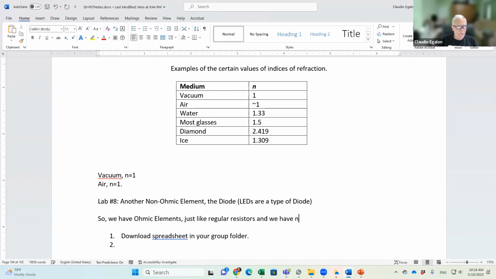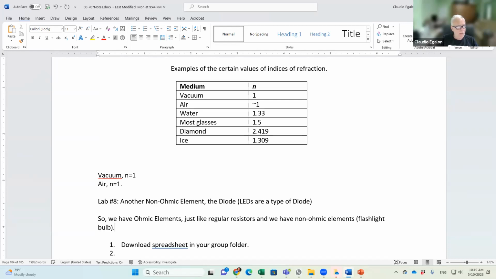And we have non-ohmic elements. You saw the flashlight bulb and the diode. Those are two elements. Those are two non-ohmic elements.